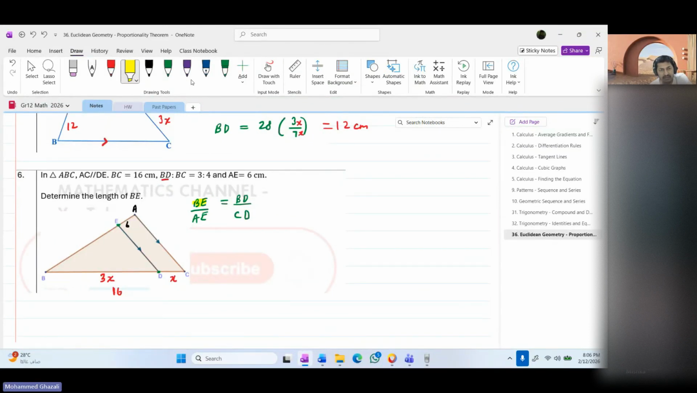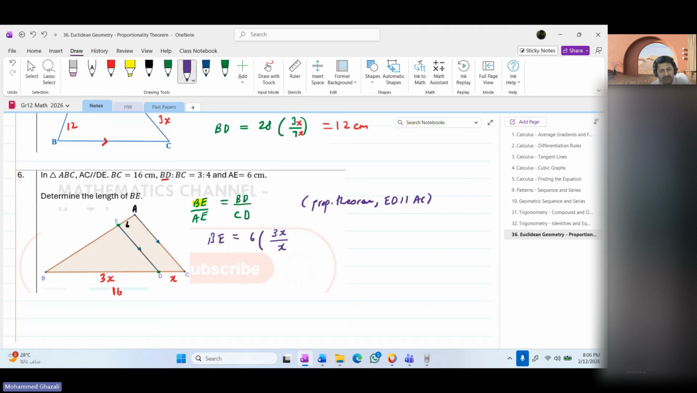So we're going to cross multiply that across, right? This is the proportionality theorem. Why is it the prop theorem? Because ED is parallel to AC. That's all you need to say. Take the AE across and find BE. AE is 6. BD is 3x, and CD is x.